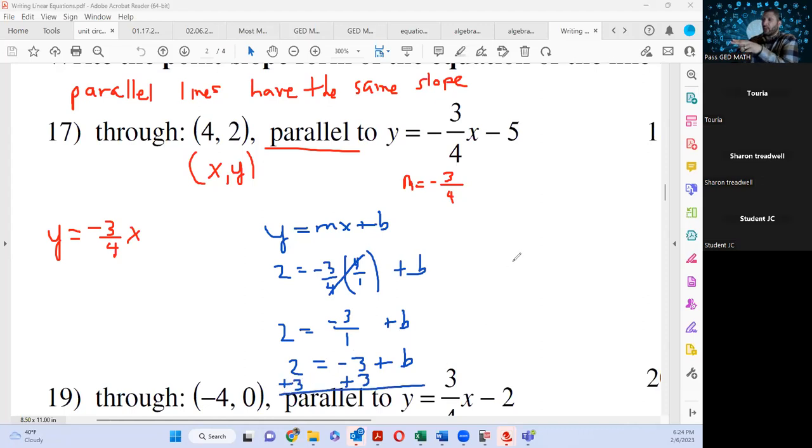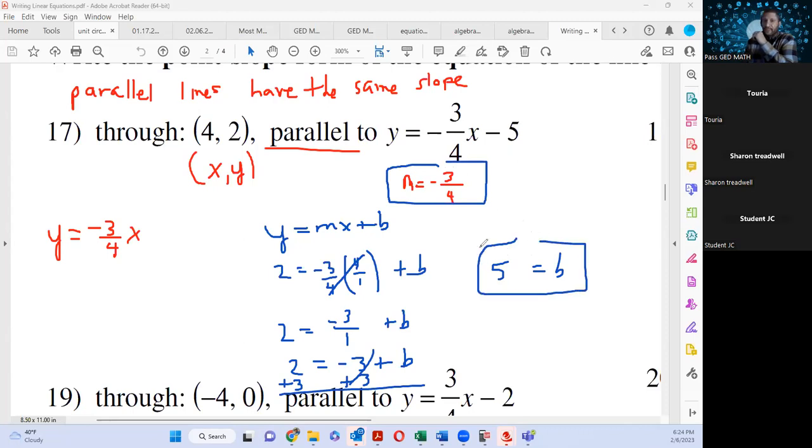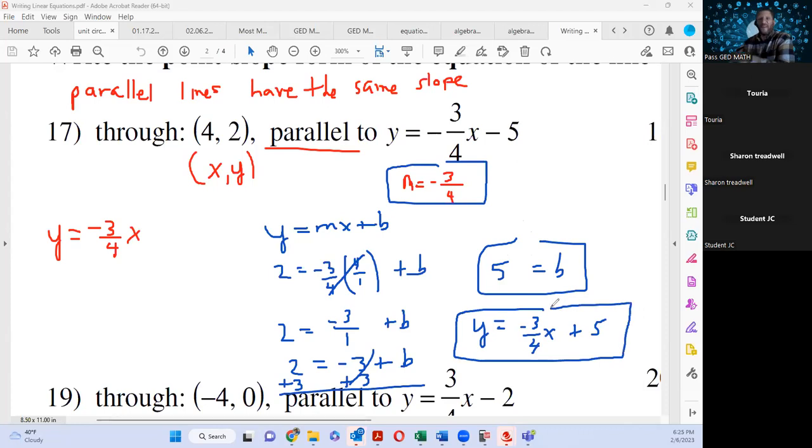Now I'm running out of room, so I have to move over here. So we're going to get 5 is equal to b, since the 3s cancel. If we know b is 5 and we know our slope is negative 3/4, what is our equation going to be? y equals minus 3 over 4x plus 5. Yes.